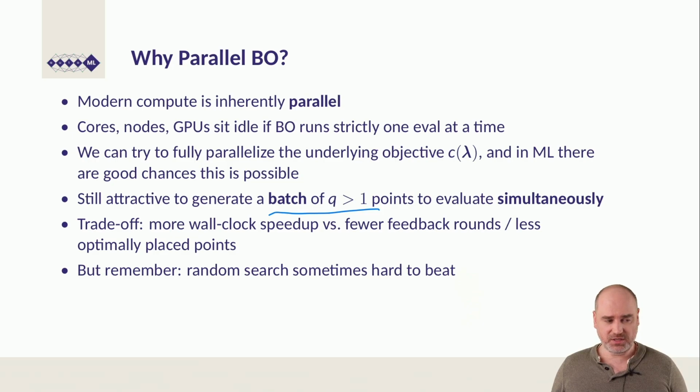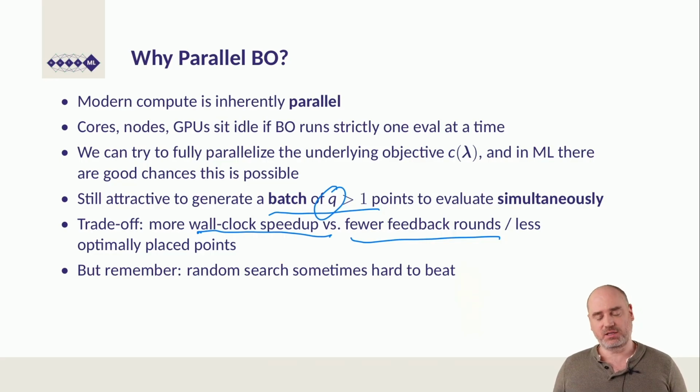You should know that there's a certain trade-off. Of course, it is very nice to create multiple points and evaluate them in parallel, and this will create a certain wall clock speedup because of the assumed parallel evaluation of each batch. On the other hand, you now have fewer feedback rounds for your model. You have fewer chances to learn something about the structure of your cost function and to optimally place points. So making Q too large, although you have many cores available, might also be detrimental.